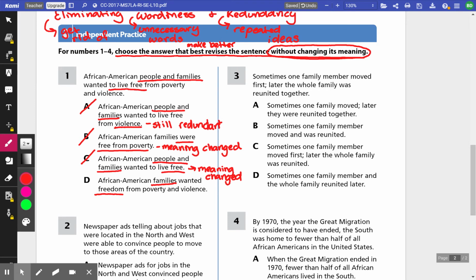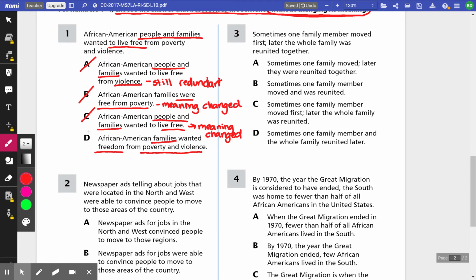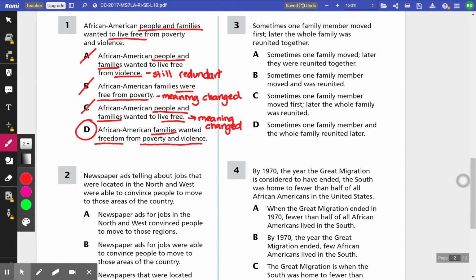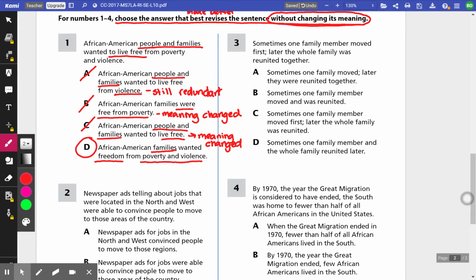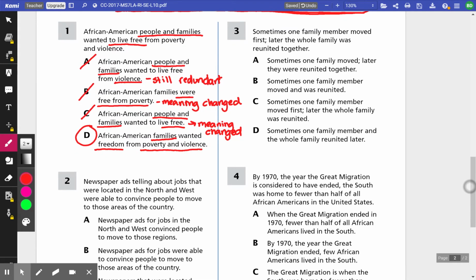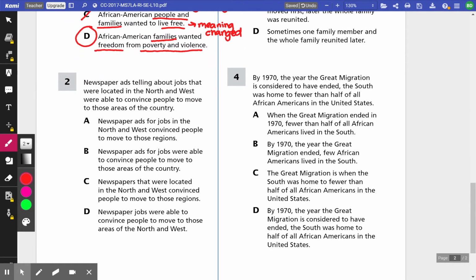And they still kept the part that they wanted to be free from poverty and violence. So they have condensed this sentence in multiple ways, right? They eliminated wordiness and redundancy, and they kept the meaning of the sentence the same in this answer choice. So out of these four, I would say answer choice D is definitely your best option. So if you got this one right, you can give yourself a pat on the back. Good job. All right, so let's look at number 2.